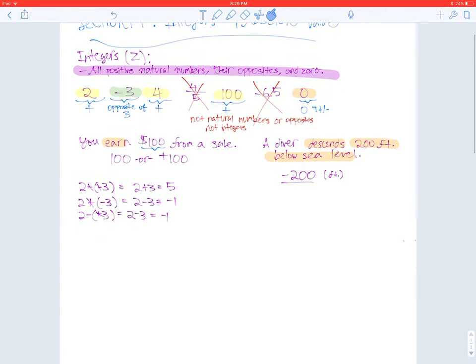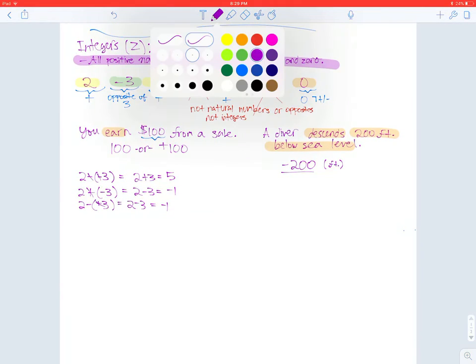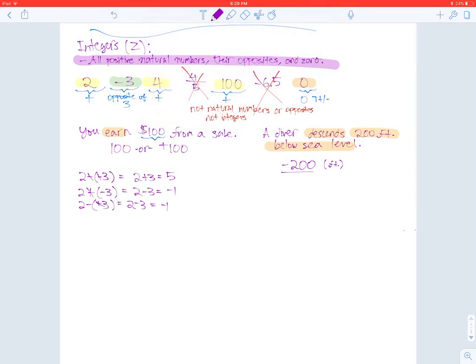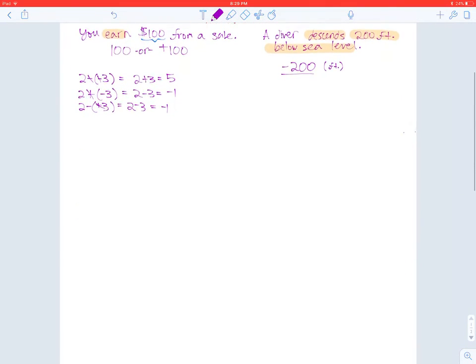Now, something more complicated, a rather elaborate concept, is something called absolute value.